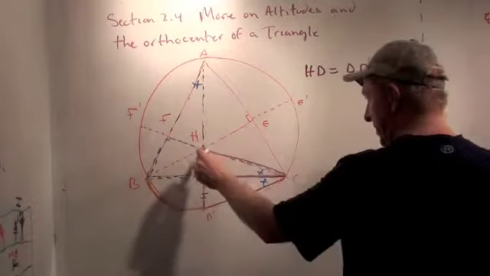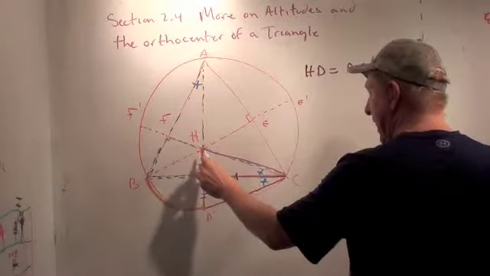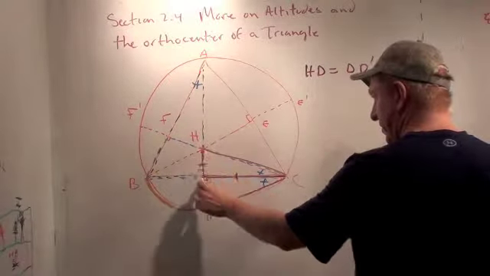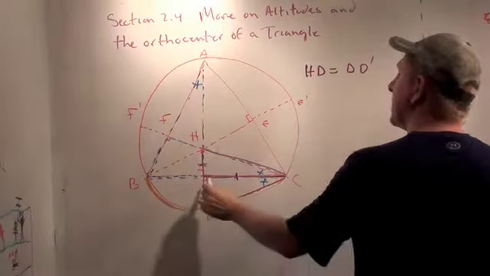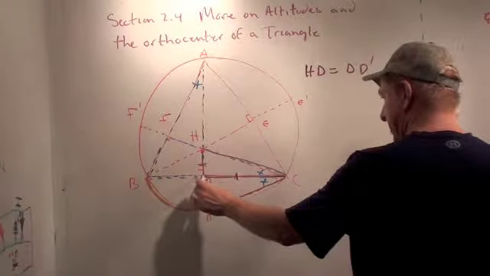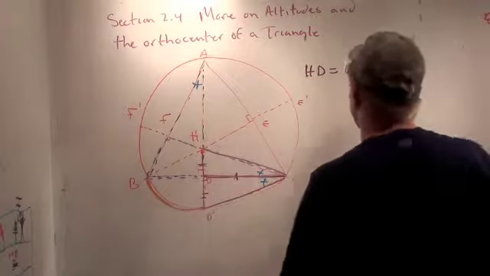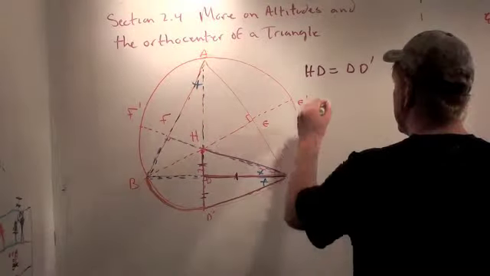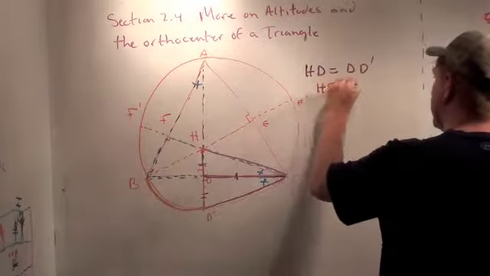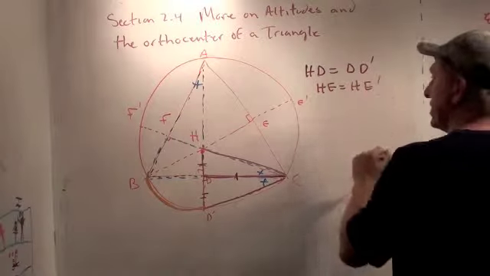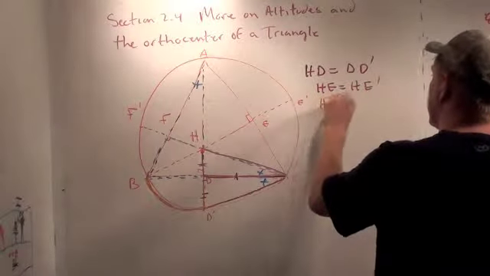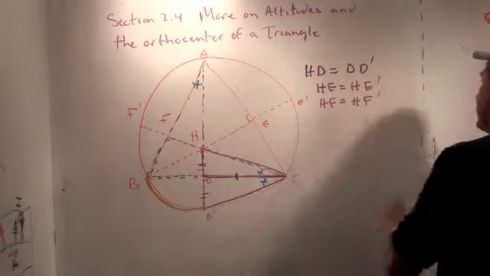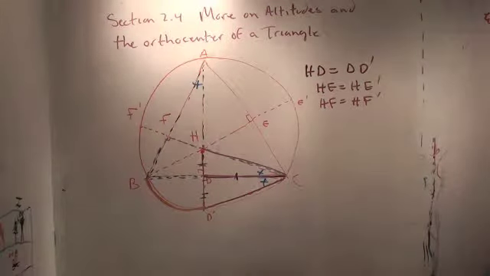In other words, the distance from where the altitudes intersect, the orthocenter, to the triangle, is the same as from that point where the altitude hits the triangle, the foot of the altitude, to the circumscribed circle. Similarly, this is going to hold true for all the altitudes: HE equals HE prime, and HF equals HF prime. So there's a fascinating fact that I had never seen before about altitudes and the circumscribed triangle.